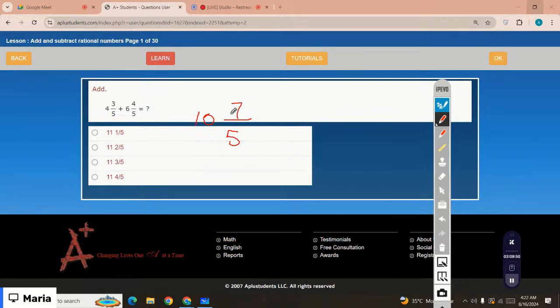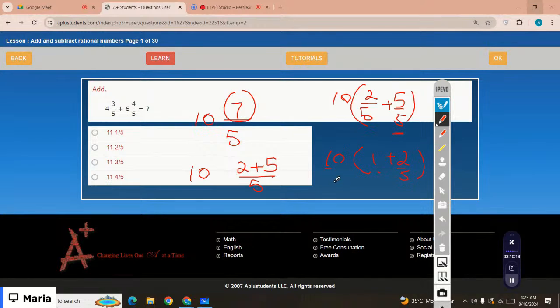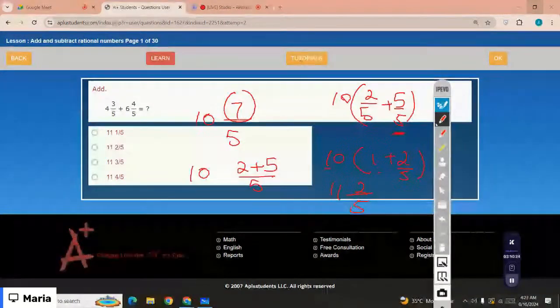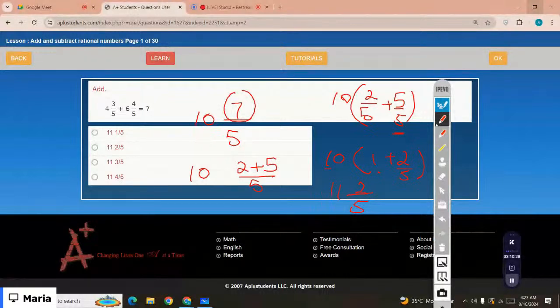So now write this 7 as 2 plus 5, right? Then that would be 10, 2 by 5 plus 5 by 5, right? So 5 over 5 makes 1 and you can write 2 by 5 as it is. So 10, now add the whole numbers. Plus 1 is 11 whole 2 over 5. Let me explain once again.